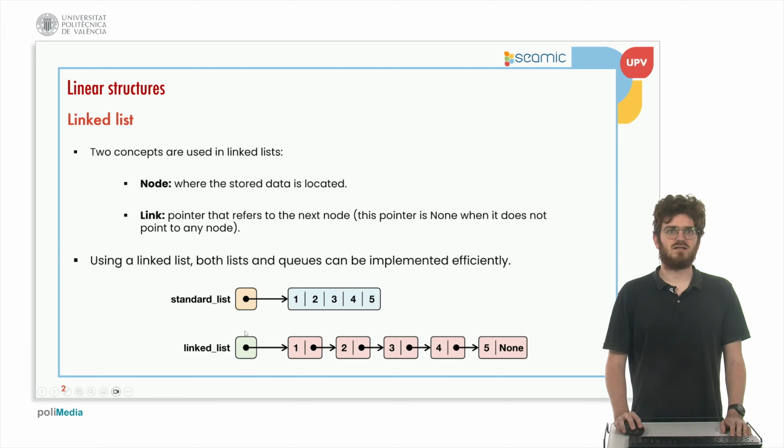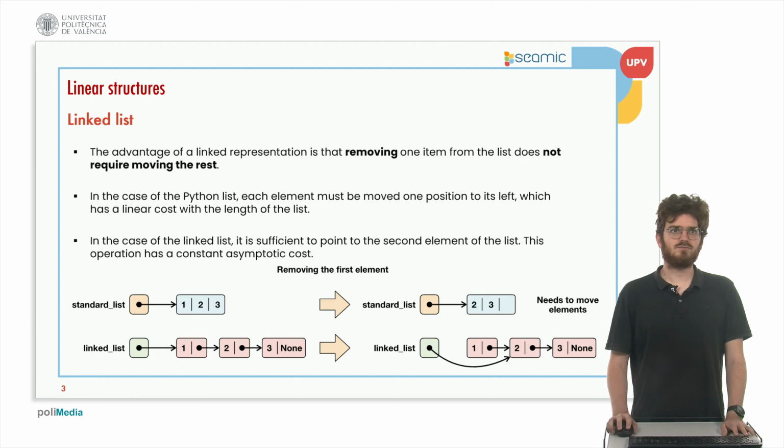In contrast to a standard list, it uses more memory, but it can be constructed in such a way that queues are efficient to implement and efficient to operate. So let's see how we can remove elements in both cases.